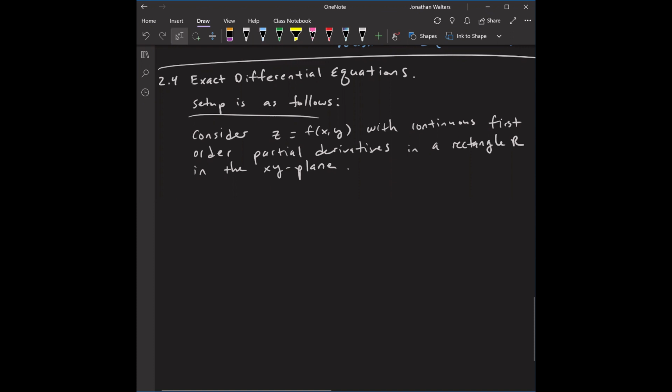Then from Calc 4, or calculus, the total differential, or just differential, dz. Man, anybody remember what that was? That was a long time ago. It's back in the winter. That was partial f partial x times dx plus partial f partial y times dy. So that was the total differential.